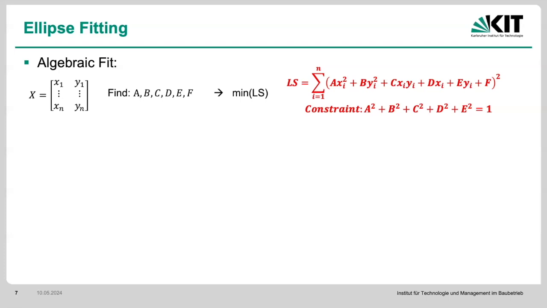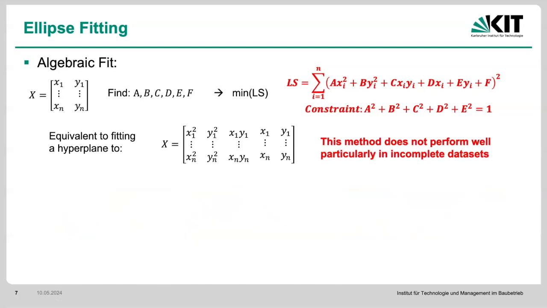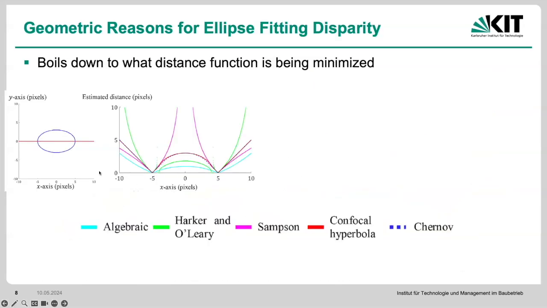So this method does not perform well, particularly on incomplete data. For instance, if you take a look at that, that is something similar to the ellipse method, and the ellipse method is the minority state. Why is this the case? Because of our distance function. If you take a look at different types of distance functions, the algebraic is what we just talked about. This is another type. Sampson is the one that the majority of people, for instance Taubin or Kanatani, use.